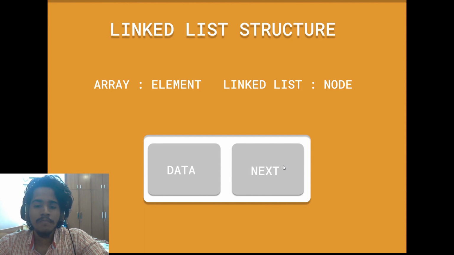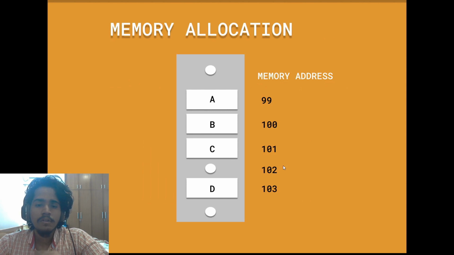Before we go on, we'll see how the data is stored. This is the image of a memory allocation space in the storage. For example, consider we have four objects, A, B, C, and D. For an array, we said that these will be in continuous memory locations. So if A is at 99, B will be at 100, C will be 101, and D will be 102. But what if we have to store data which is at 103 continuously in the list?